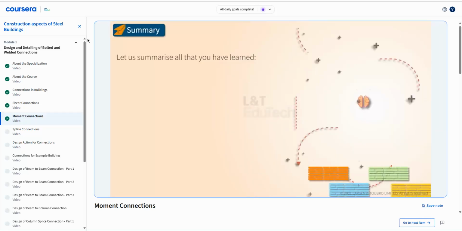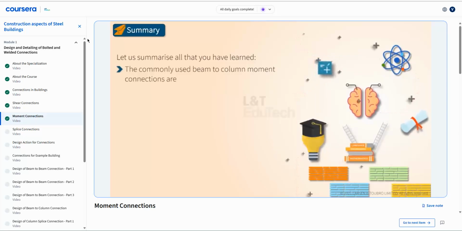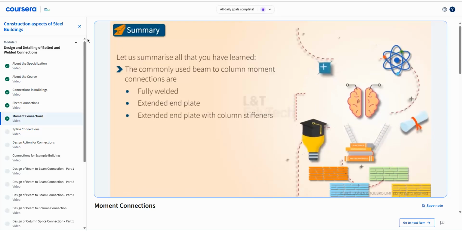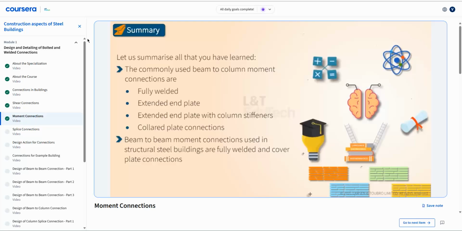Let us summarize all that you have learned. The commonly used beam to column moment connections are fully welded, extended end plate with column stiffeners, and collared plate connections. Beam to beam moment connections generally used in structural steel buildings are fully welded and cover plate connections.